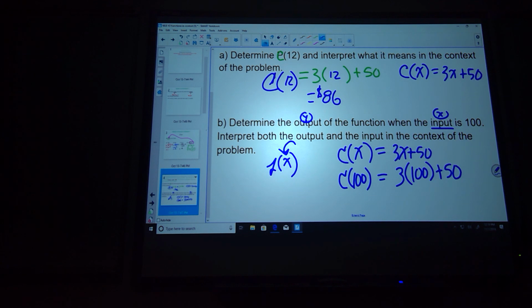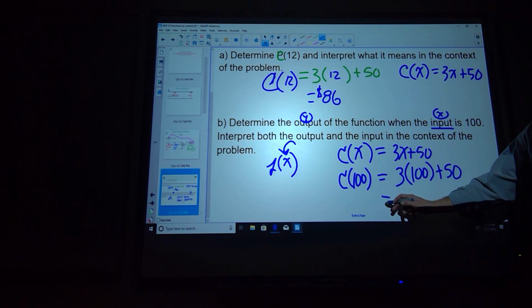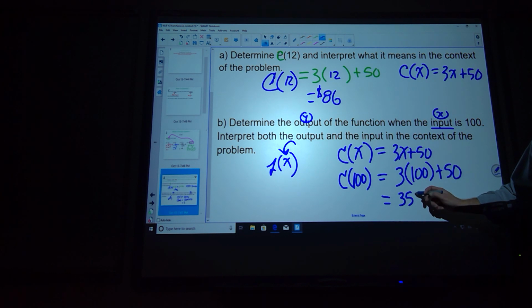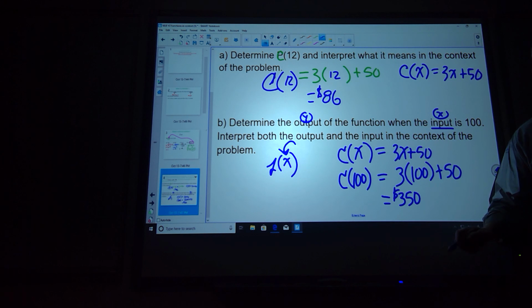Let me just pause for a minute. Input inside the parentheses. It's the x value you're putting in, and you're getting an output out. 3 times 100? 300 added to 50? Okay. What does this mean in the context of the problem? It was $350. For what? To tow the car. How far? 100 miles. 100 miles to the car.